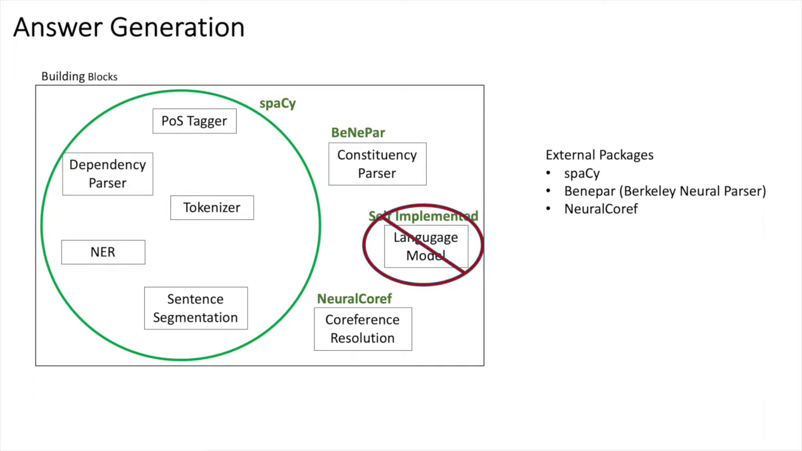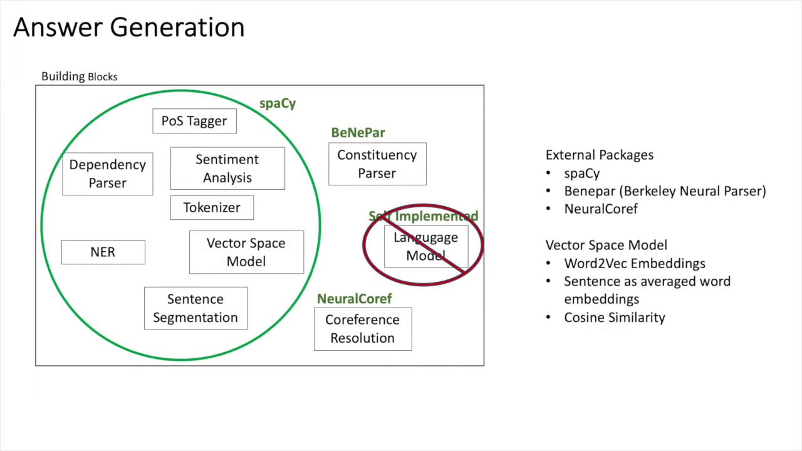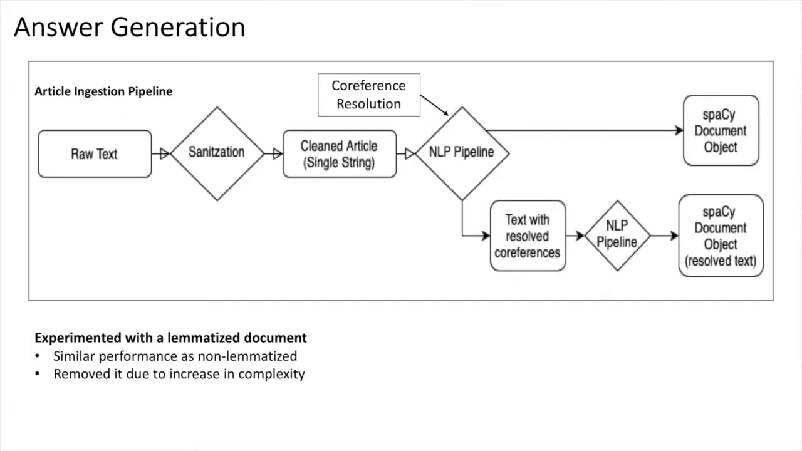However, we didn't need the language model to rank and sort, but we additionally did need sentiment analysis and the vector space model. The article ingestion pipeline for answers remains the same. We did, however, experiment with reducing all text to their respective lemmas in an effort to increase similar sentence accuracy, but found that it did not have an effect.